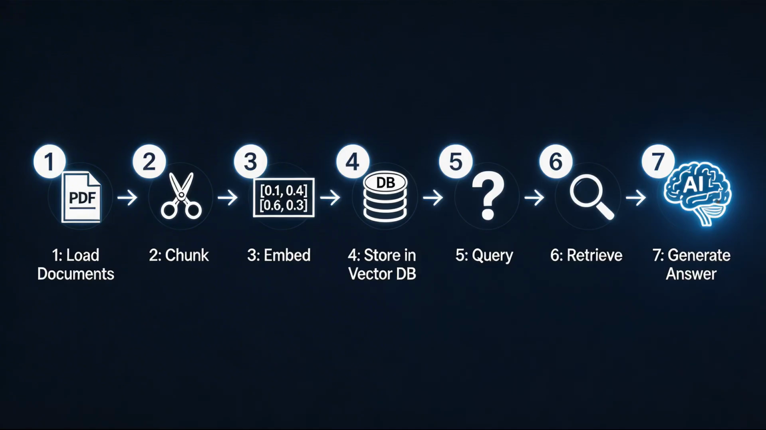That's the setup phase. Now when a user asks a question, Step 5, convert the question into a vector. Step 6, search the database for the closest matching chunks. Step 7, send those chunks plus the question to your language model. Out comes an accurate, grounded answer.